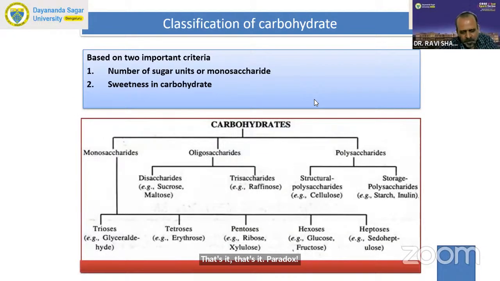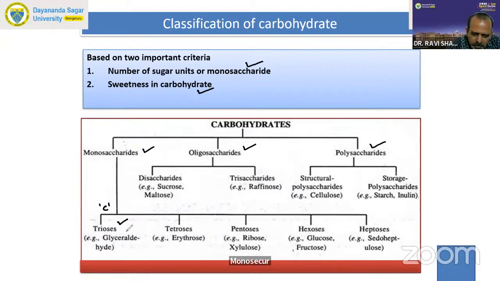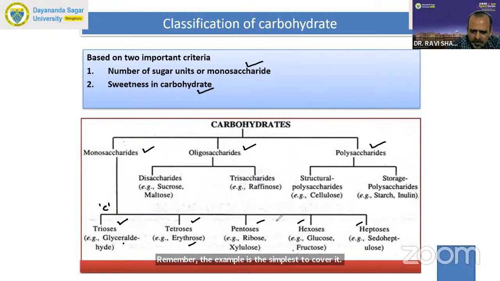Next, the classification. Based on the number of sugar units, carbohydrates are classified as monosaccharide, oligosaccharide, and polysaccharide. Monosaccharides, based on carbon atoms, are classified as trioses, the simplest carbohydrate, example glyceraldehyde; tetroses, example erythrose; pentoses, hexoses, and heptoses. Oligosaccharide is classified as disaccharide if it has 2 sugars, and 3 means trisaccharide, raffinose.